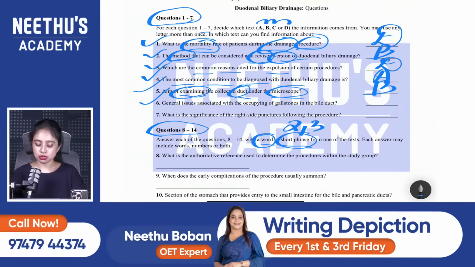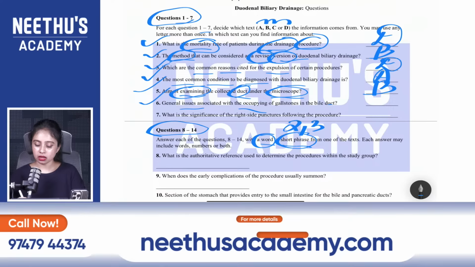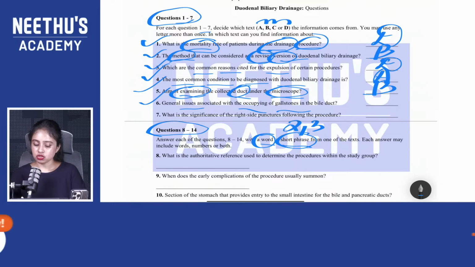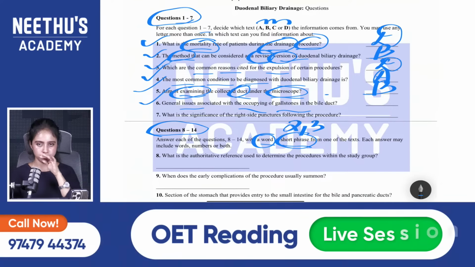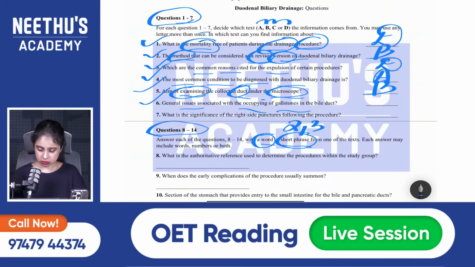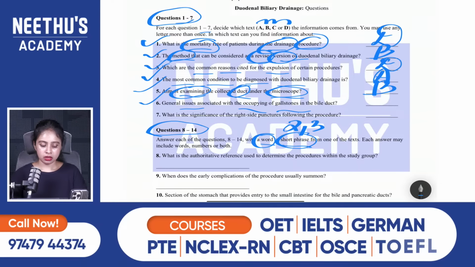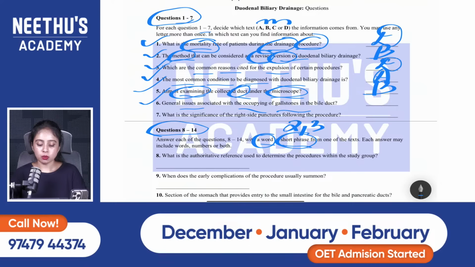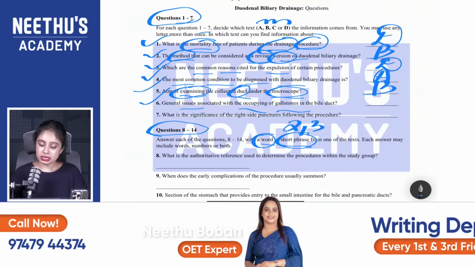Sixth one: general issues associated with occupying of gallstones in the bile duct. Issues, occupying, gallstones. When you see issues, you may think it is mentioned in text C, complications. No, we have other keywords here: occupying gallstones. Yes, Shubhajit, fifth one is B, second para. Yes, Diana, it was B. Very good. Yes, Anila, fifth one is B.